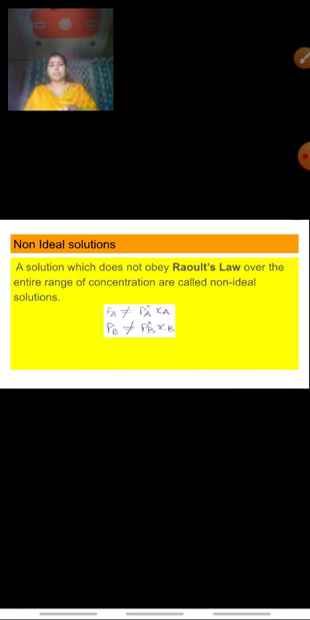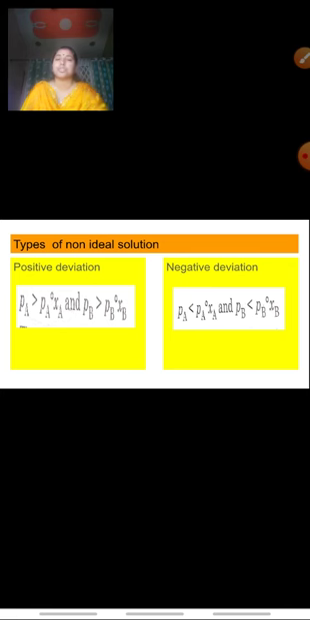Now coming to non-ideal solution. On the basis of Raoult's law, the other type of solution is non-ideal. A non-ideal solution is one which does not obey Raoult's law over the entire range of concentration. For non-ideal solutions, PA is not equal to P naught A zeta A and PB is not equal to P naught B zeta B. And the two types of non-ideal solution, positive and negative, their characteristics also we have learned today.